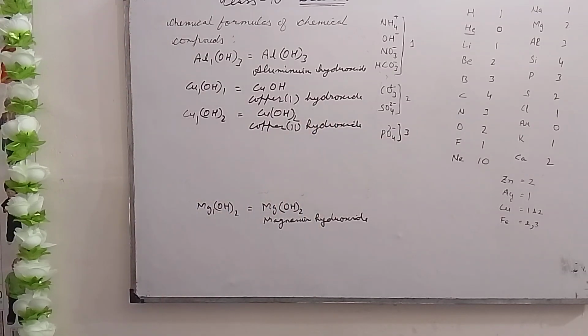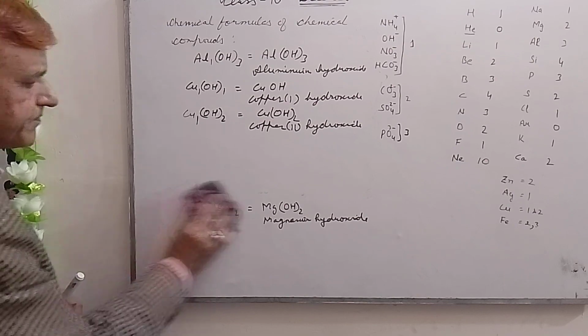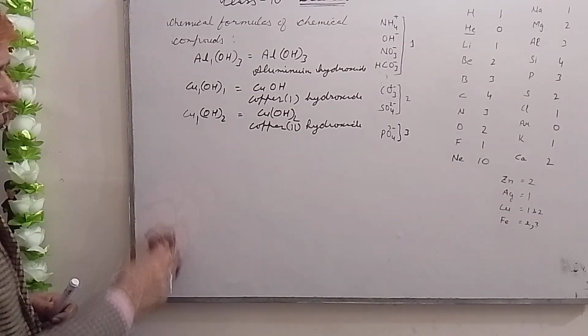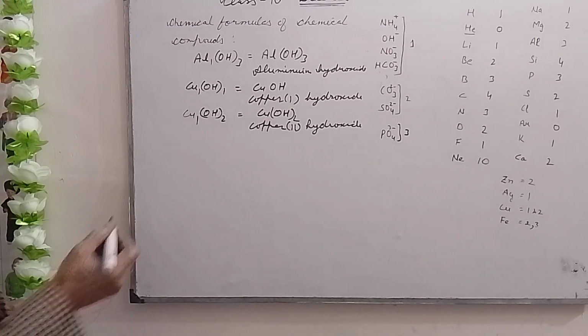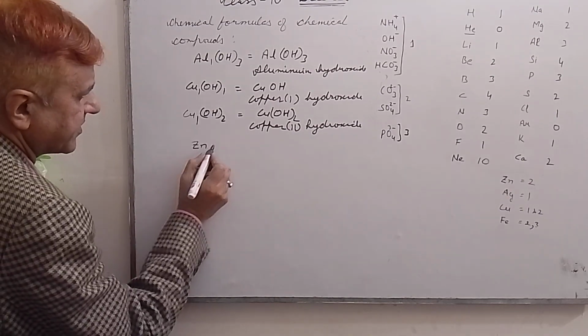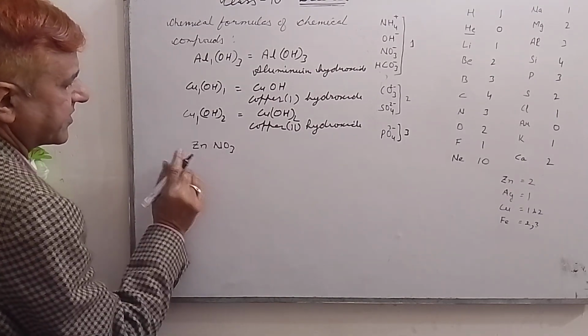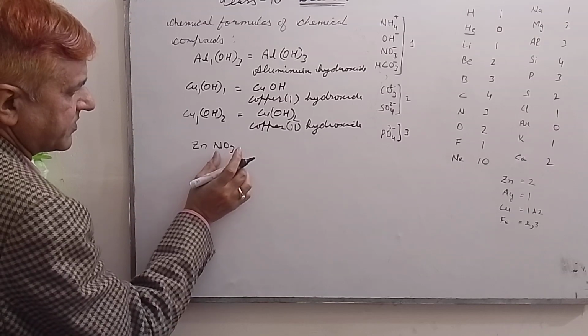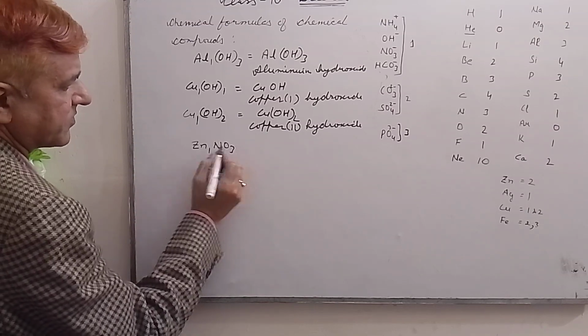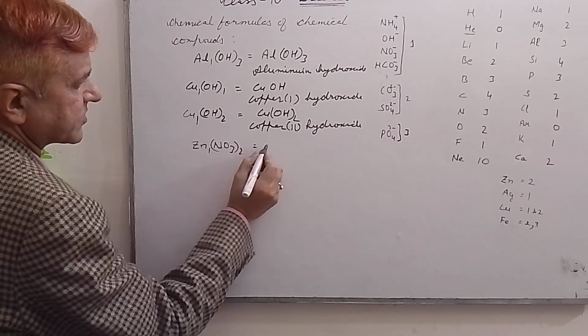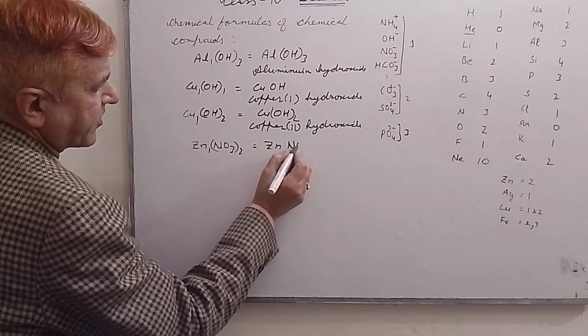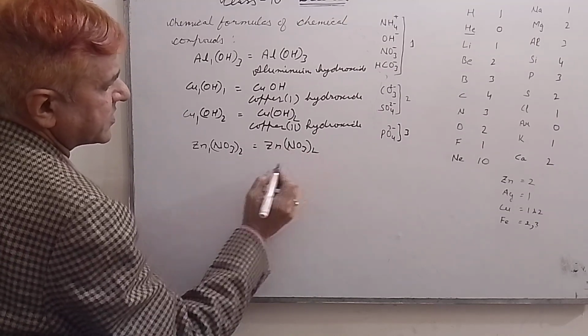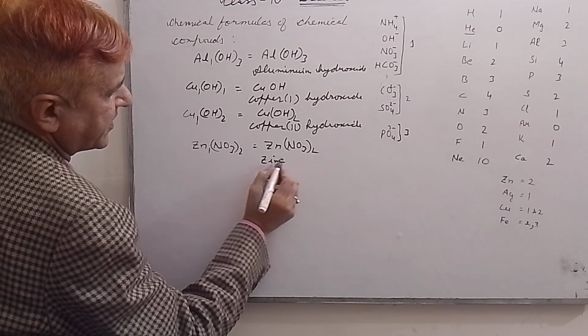After that I have zinc nitrate. So zinc NO3, nitrate. What is the valency of nitrate? 1. What is the valency of zinc? 2. So this is equal to Zn(NO3) twice. So this is zinc nitrate.